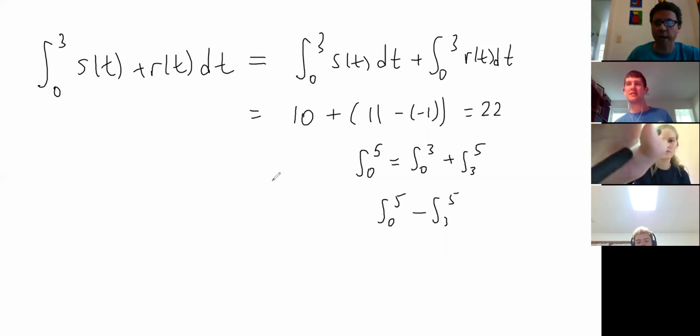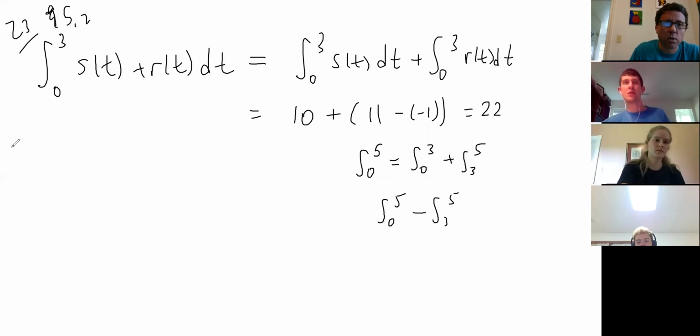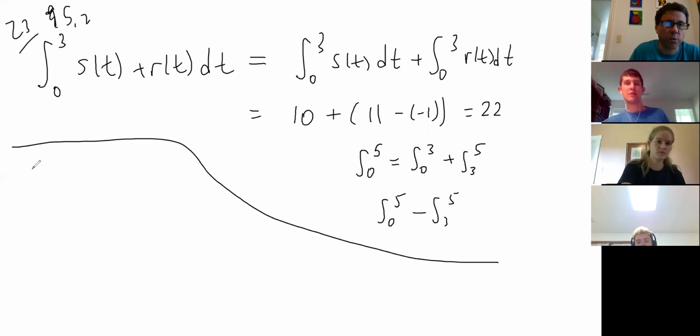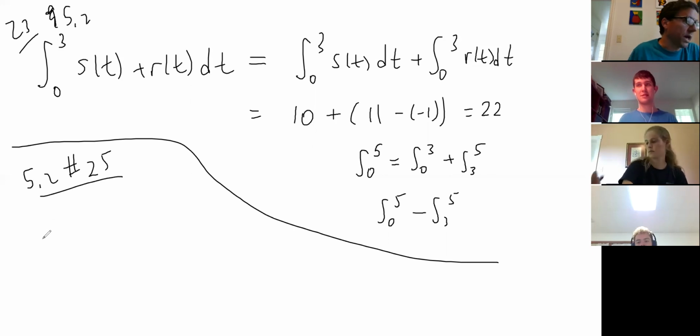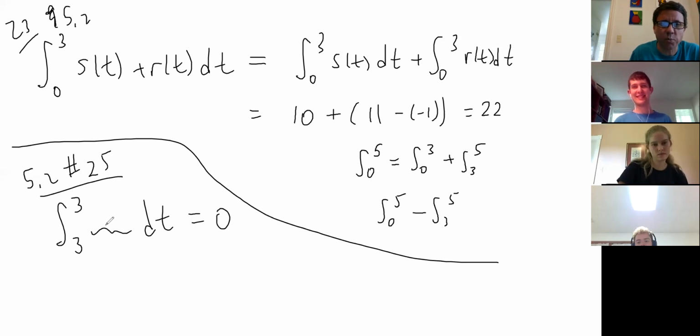I'll check with Hartman on that. So that was 23. Now 5.2 number 25. Yes, so that definitely is 0 because it's from 3 to 3. But according to the back of the book, it's -7. The only thing I can think of is that it doesn't matter what you put there, the answer is going to be 0.